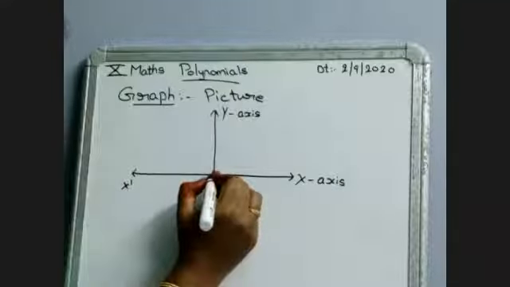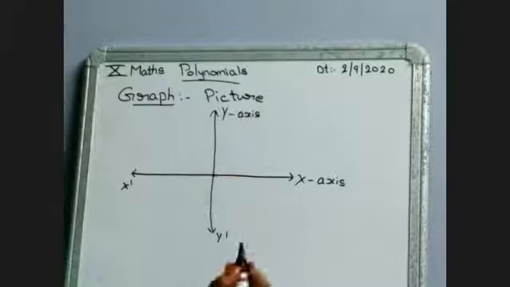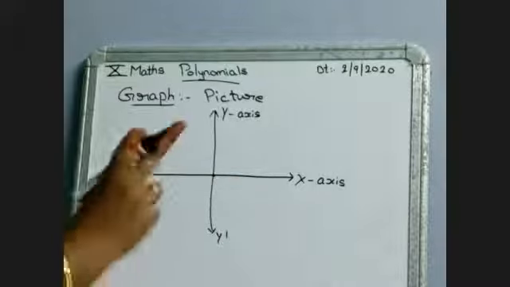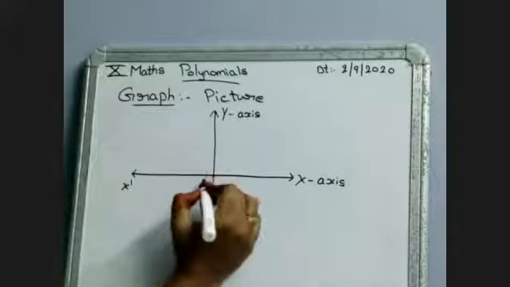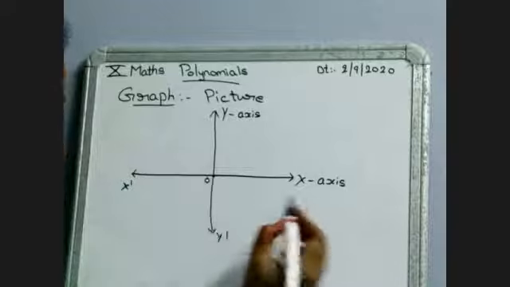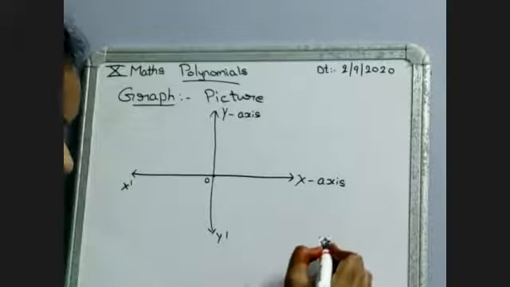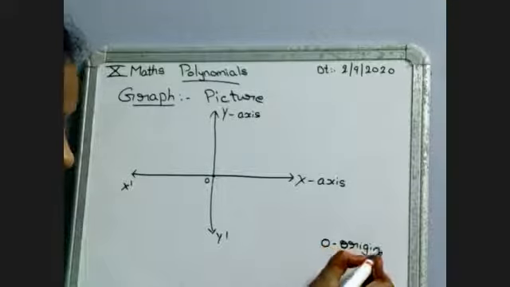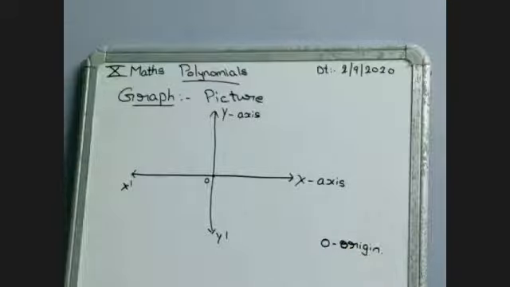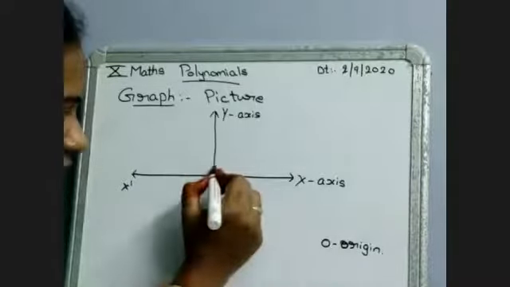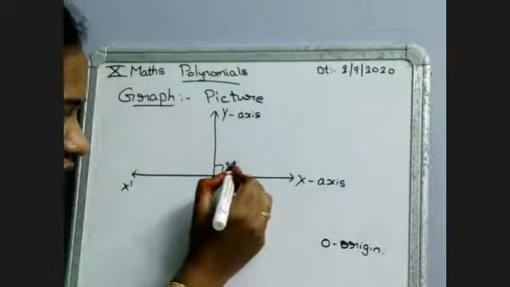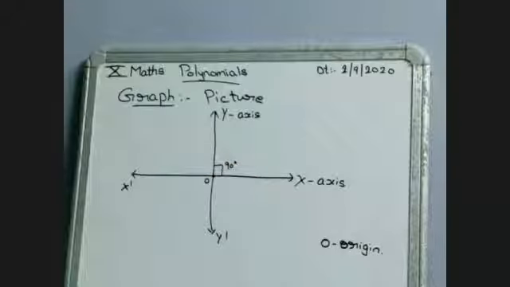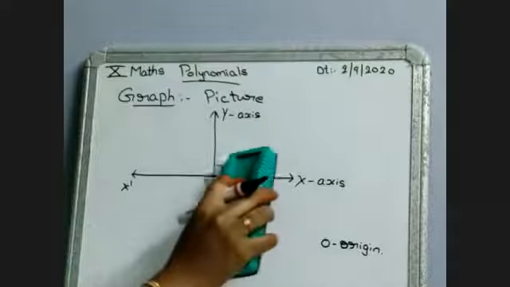If you observe here, both the x-axis and y-axis cut at one point. That is called the origin. We represent it with O, meaning origin. Here this is perpendicular. Yes or no? Exactly how many degrees will be there? 90 degrees. So here 90 degrees will be there. So it is called a graph.